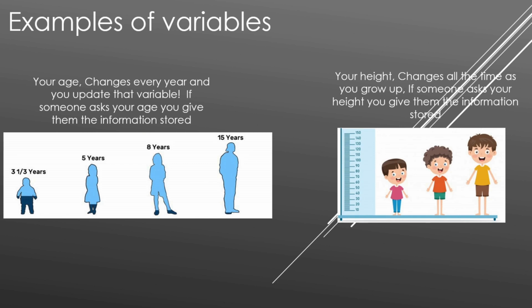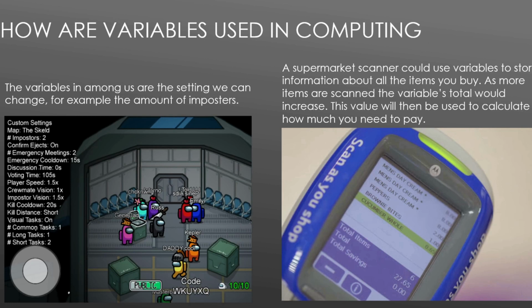So let's have a look at variables that we use in computing. We've got two examples here, one you might recognise and one you might not. The first example is from a game called Among Us, which you might have heard of. There are quite a few variables that we can see on screen at the minute. The first variable that we can make note of is imposters. You can see there that we've got two imposters. At the beginning of the game, we can change those variables as users to decide how many imposters we want in the game.